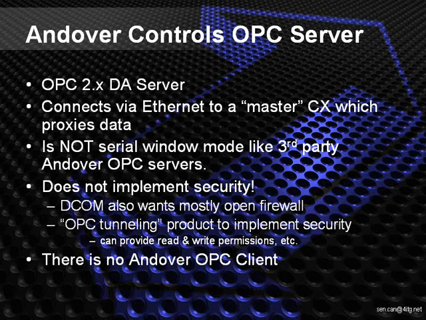An OPC server. It's an OPC 2.0 DA, or Direct Access Server. It connects via Ethernet to a master CX, which proxies data back to it. What that basically means is that the OPC server doesn't go to each of your field controllers and request the data directly. Instead, it asks a controller which you've designated as the master CX to get the data for it.